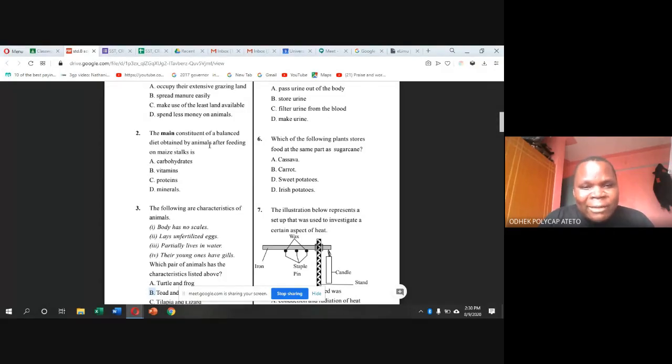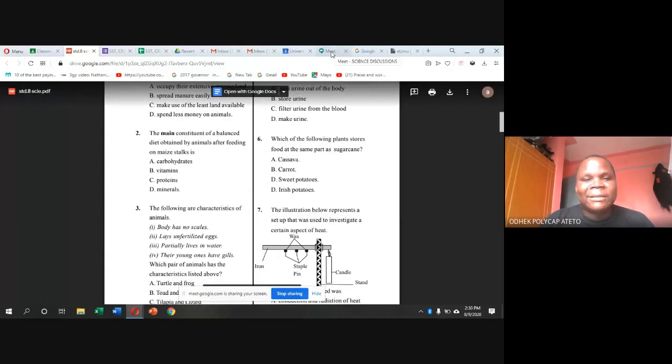Diet obtained by animals after feeding on maize stalk. Maize stalk is an example of a carbohydrate, so automatically the answer will be carbohydrates. It can provide vitamins, proteins and minerals, but the main reason why we have maize stalk is carbohydrates. So that is the main thing.